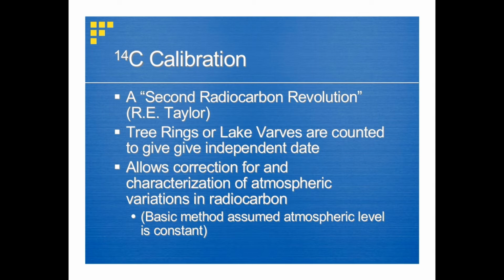And so we use tree rings or lake varves, and you get annual layers in both of these. You count the layers, and now you've got an independent measurement of how old the thing is. And then you go and date the tree rings themselves through radiocarbon, or you date carbon inclusions that are in the lake varves, and now we get a calibrated date. So this corrects for any small variations that were in the atmosphere.